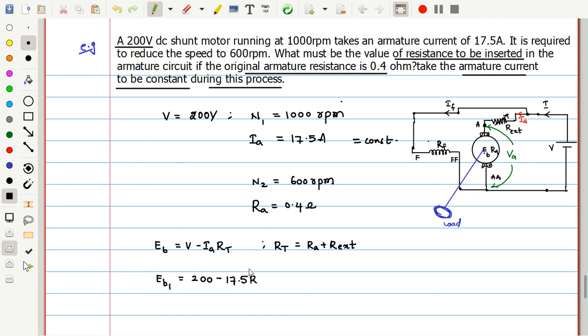Initially, this R external, let me write directly, I will give the explanation beside it, is equal to 0.4. Why? Because initially, I told you, the R external is kept at minimum. What is meant by minimum? Zero. So if it is zero, RT is simply RA, which was the internal resistance. That's why here I considered only RA.